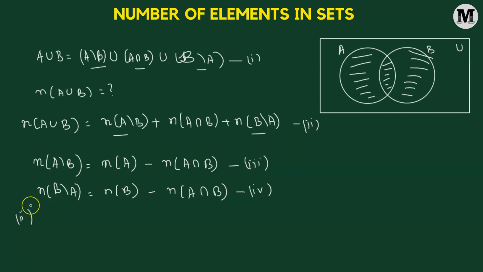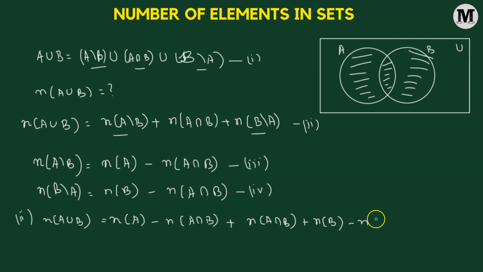So that means now in equation number 2, we have the total number of elements in the set A union B. So this will be equal to the total number of elements in A minus B. Now that's simply defined as the total number of elements in A minus the total number of elements in A intersection B, added to the total number of elements in A intersection B. So let's keep it as it is. Added to the total number of elements in B minus A. So that's going to be the number of elements in B minus the number of elements in A intersection B.